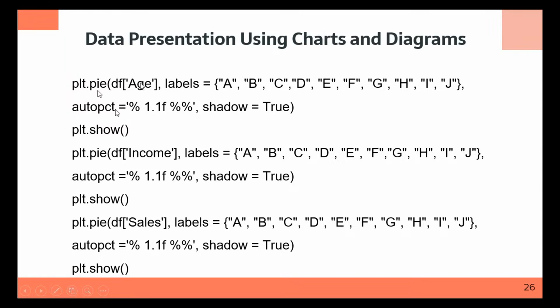Then we have autopct. This is auto percentage, equal to percentage 1.1f percentage, and it's closed. Here we need to specify how many fraction digits we want. Then shadow equal to true. Shadow means you have a shadow behind it so that it looks like the pie is above the surface. plt.show. This will create one pie chart. Let's create it and see how it looks.